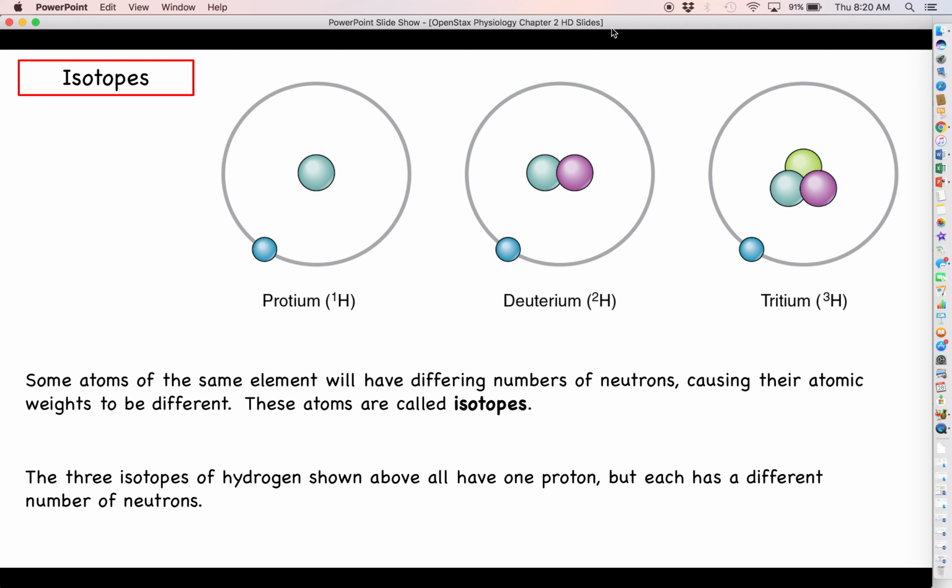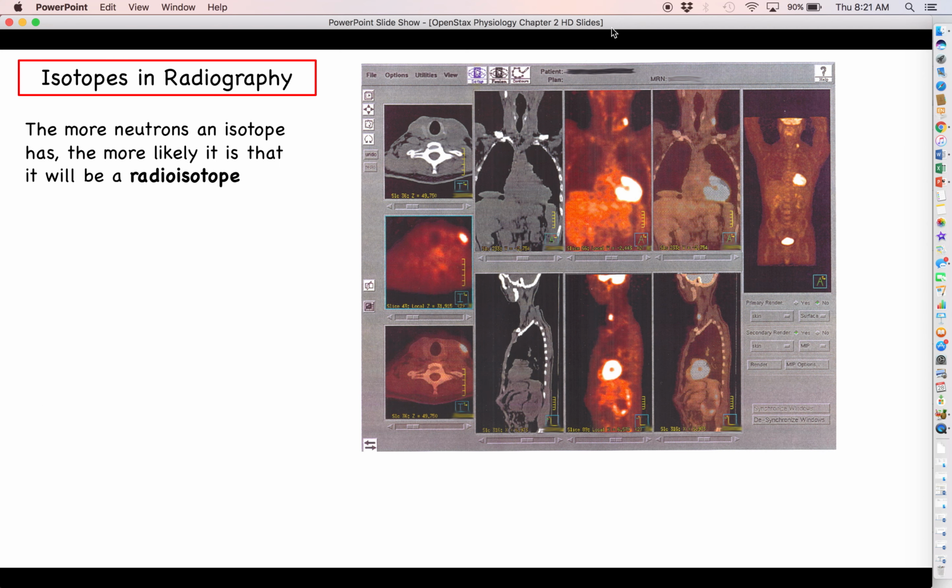The important thing to note here is that all 3 of these isotopes are hydrogen because they all have exactly 1 proton, but they differ from each other because they have 0, 1, or 2 neutrons, meaning the masses of the 3 atoms are just going to be different.